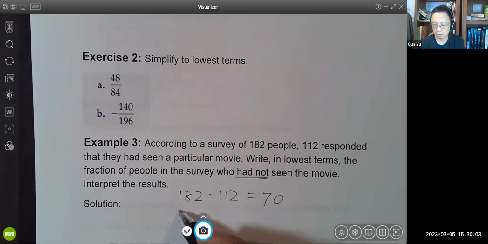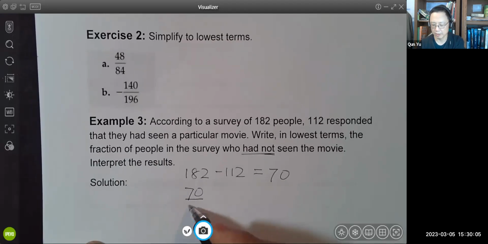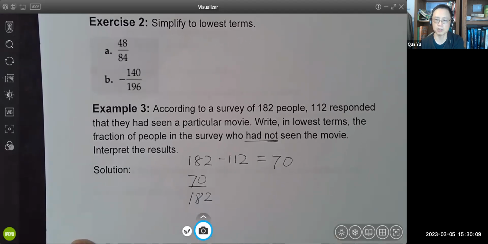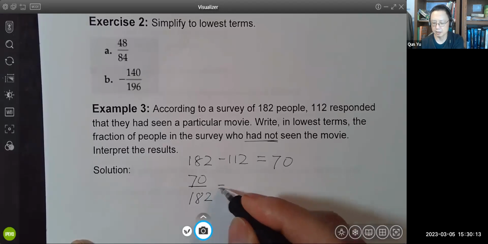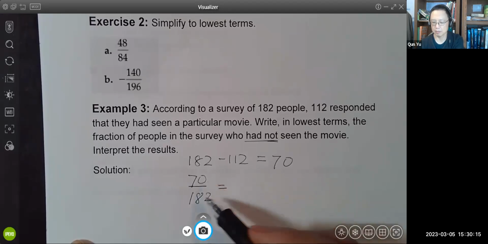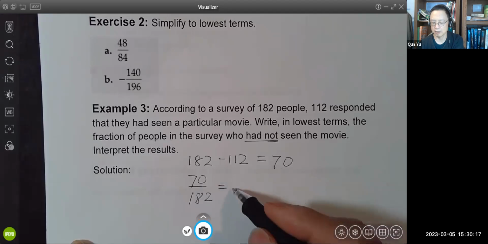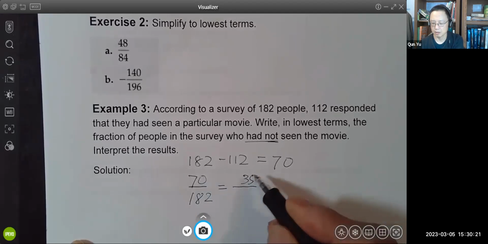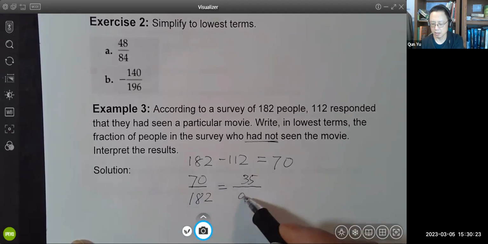So we would use 70 divided by 182. This is the fraction that represents those who had not seen the movie, but we need to simplify it. At least I can see both sides can be divided by 2 because they are even numbers. So divided by 2, we got 35. 182 divided by 2 is 91.